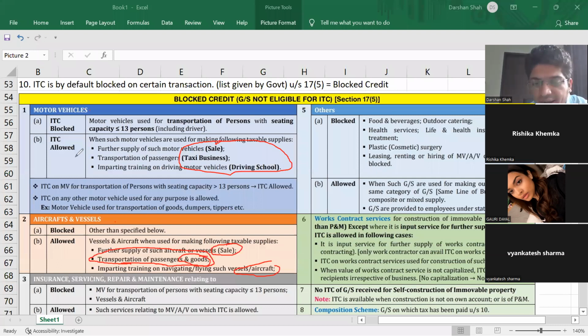So in both these cases, I'll repeat this again. This is very logical. In case of motor vehicle, aircraft and vessels, you will get ITC only in three kinds of businesses: you are into sale of these things, you are into business of transportation of passengers, or you are into training for such passengers. Otherwise you will not get the ITC. Logical, na?